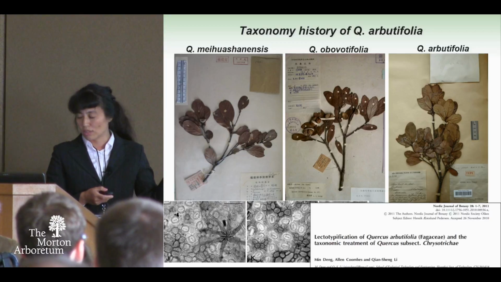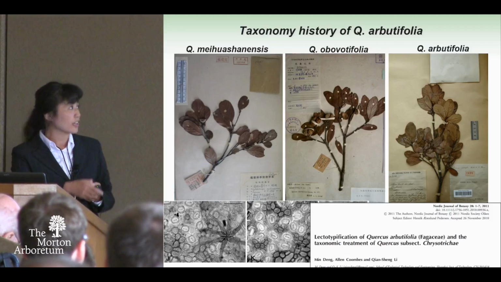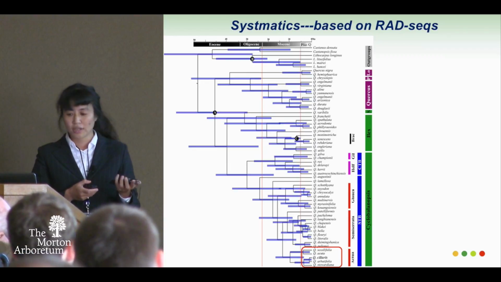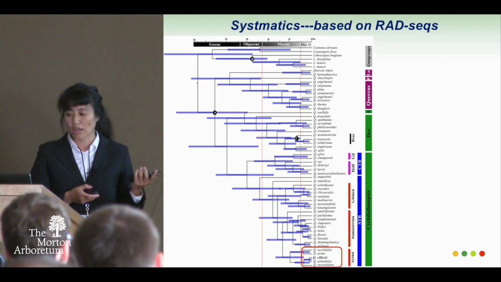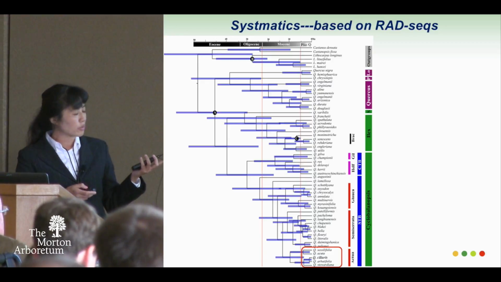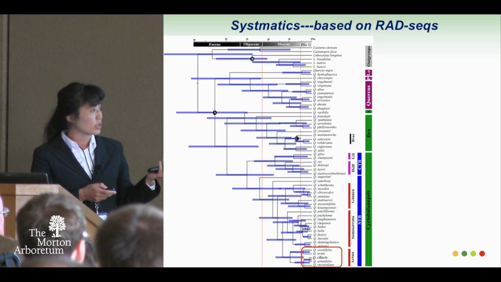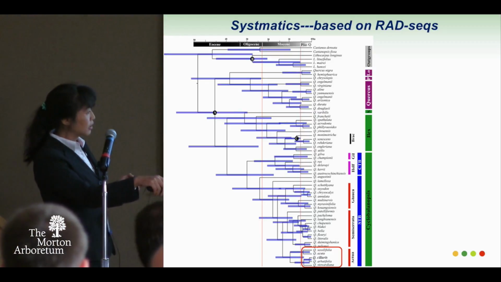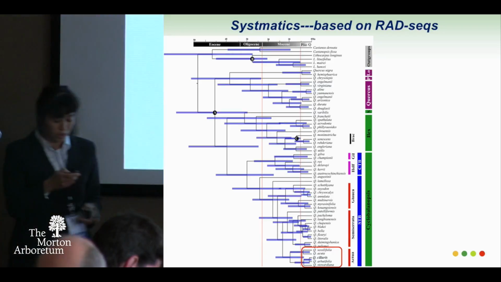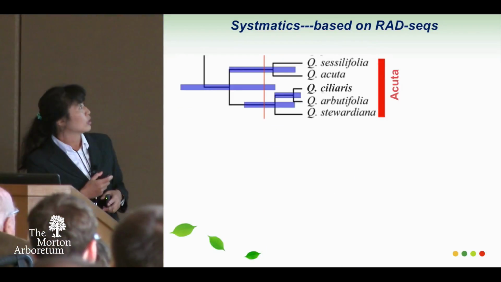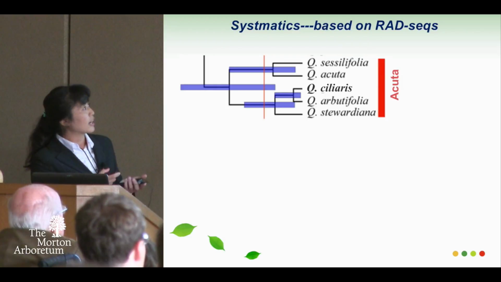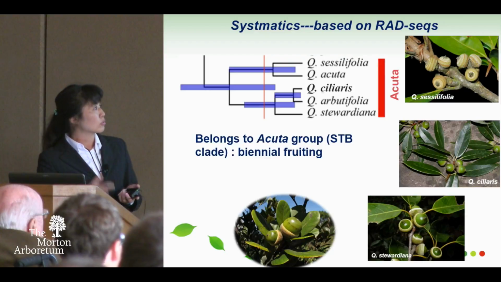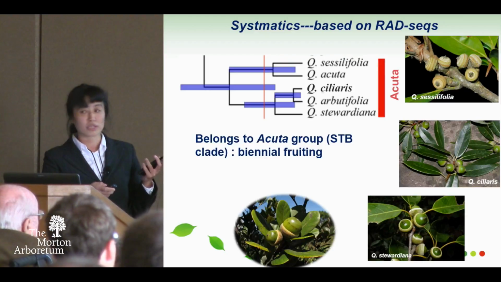So the correct name should be Quercus arbutifolia. And so we'd like to know the systematic position of arbutifolia. So we constructed the tree, thanks to Andrew, and we get that arbutifolia is right here. When we zoom in on the image, we found this clade is composed of biennial fruiting groups. So those groups are its very close allies.